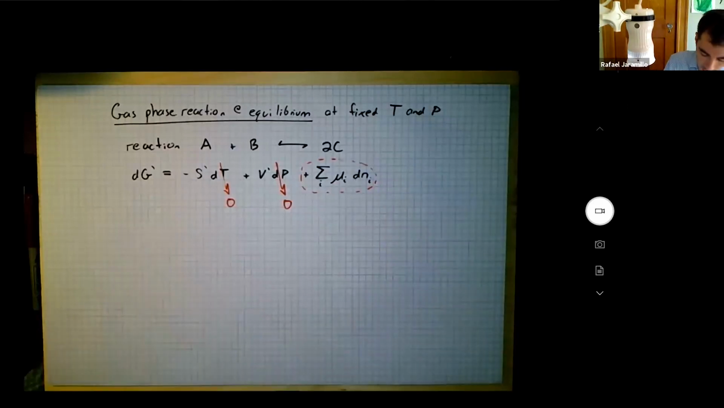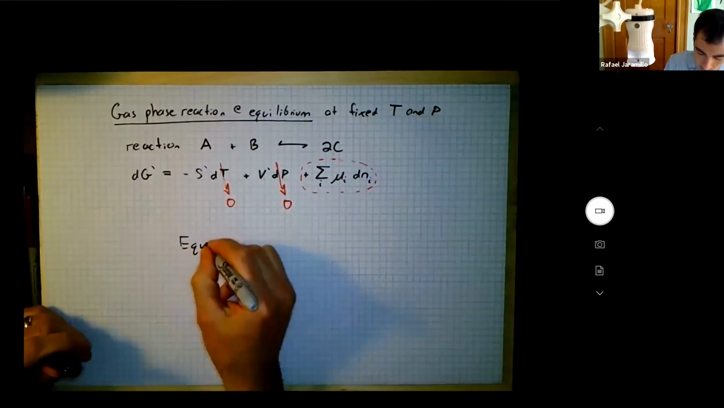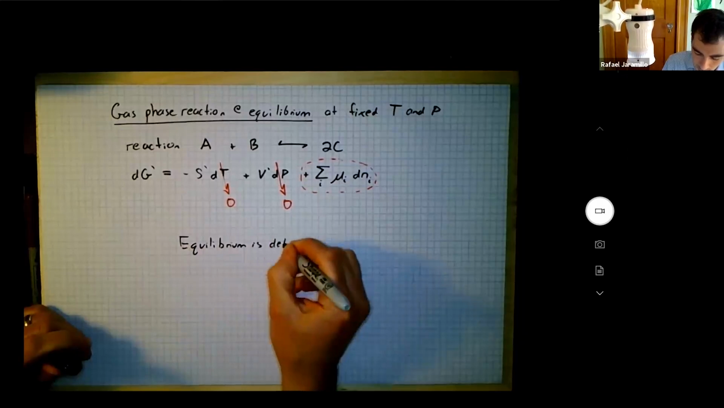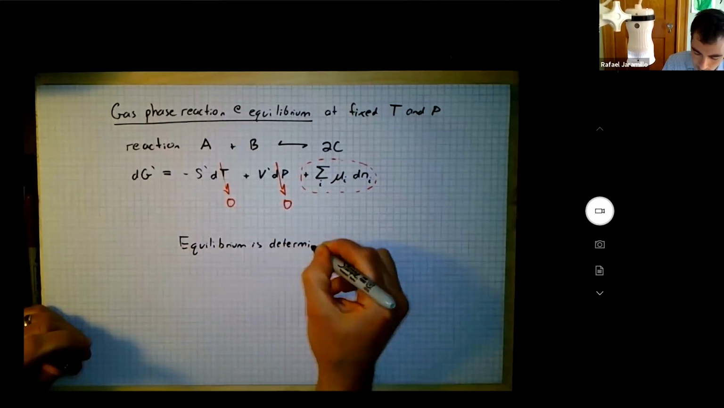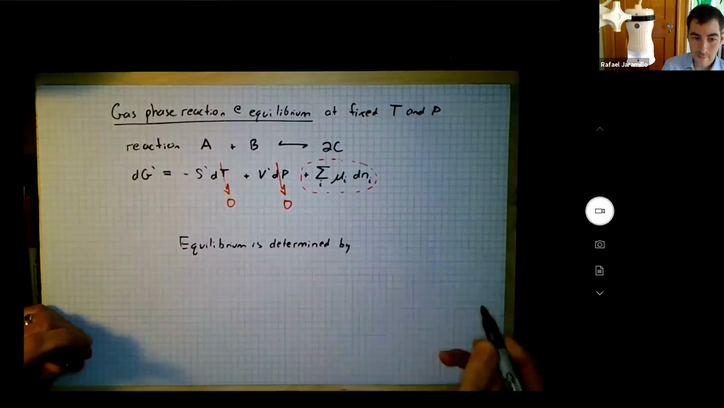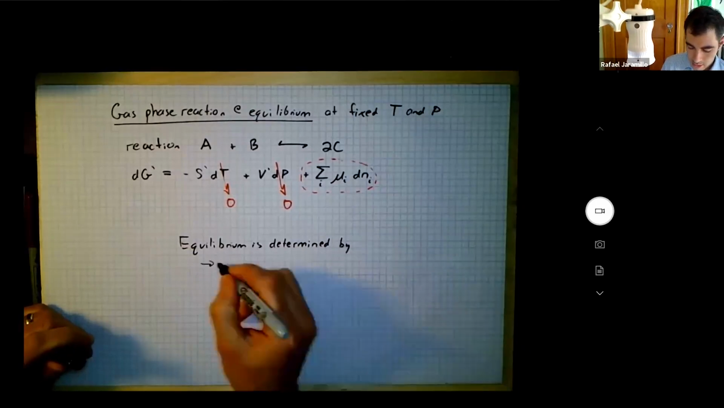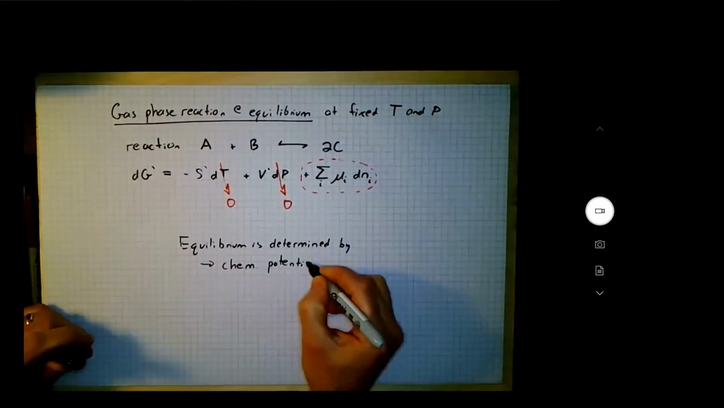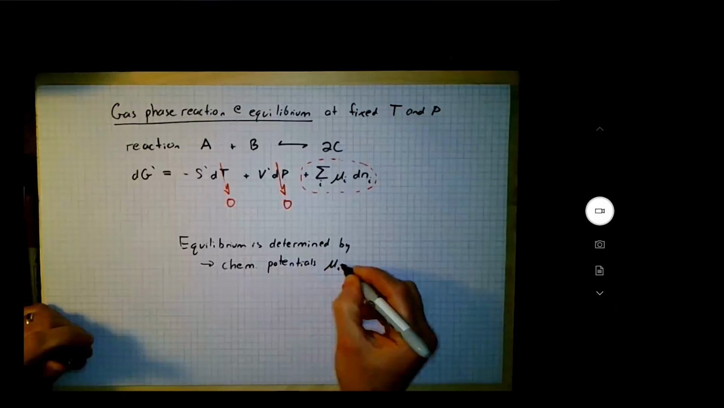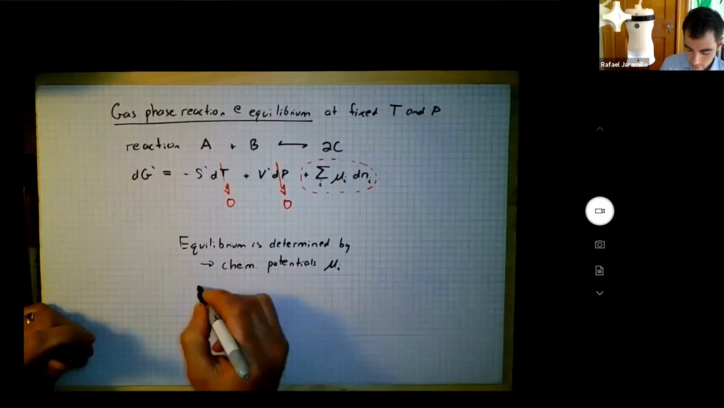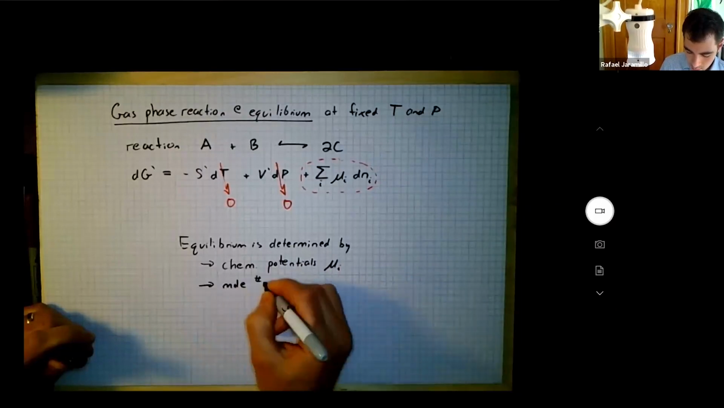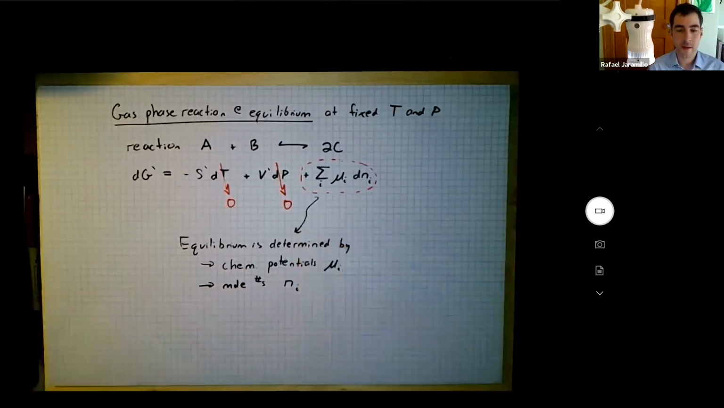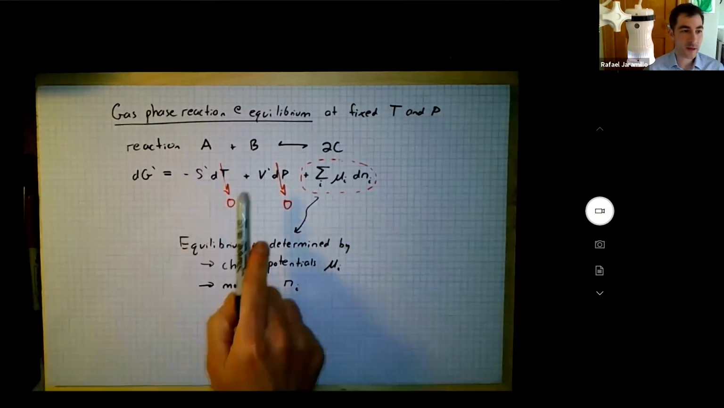And so equilibrium is determined by the chem potentials mu I and the mole numbers. So that's going to be it. Our entropy and our volume are not going to be explicitly part of this.